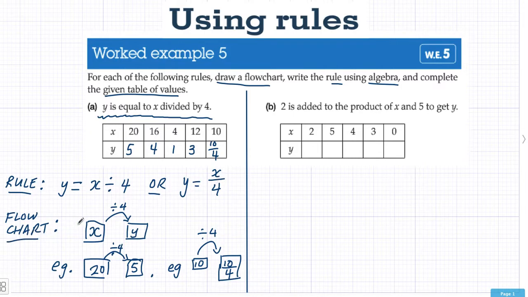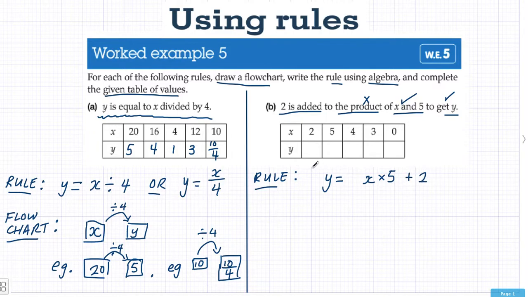We're going to do the same for the second example here. So first thing we're going to do is write down the rule. It says 2 is added to the product of x and 5 to get y. So we're going to get y ultimately, that's that bit done. We have this product going on. Remember, product means multiply, of x and 5. So we've got a product of x and 5. That's that bit done. And 2 is added to that. So we would add 2 onto that.